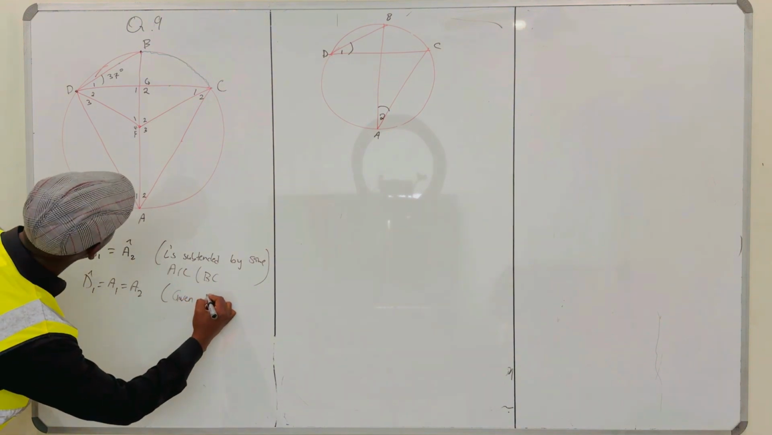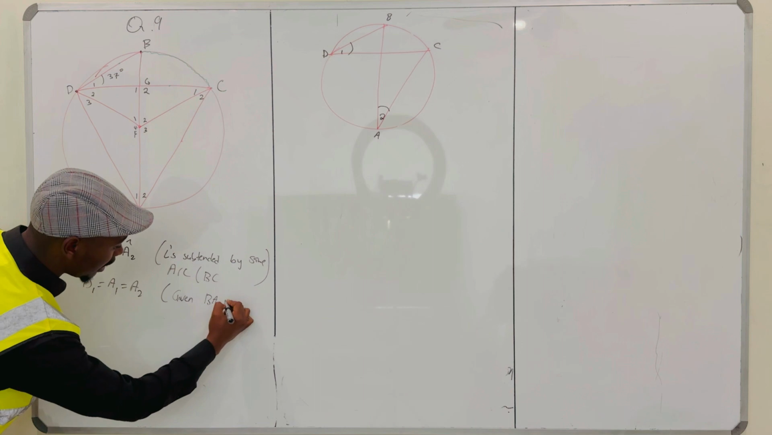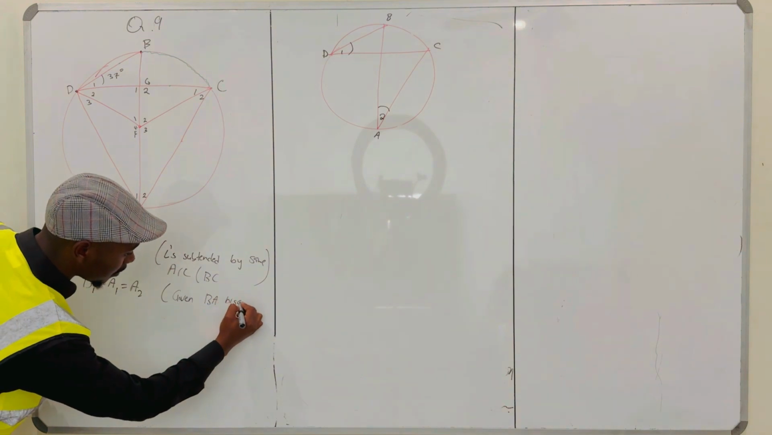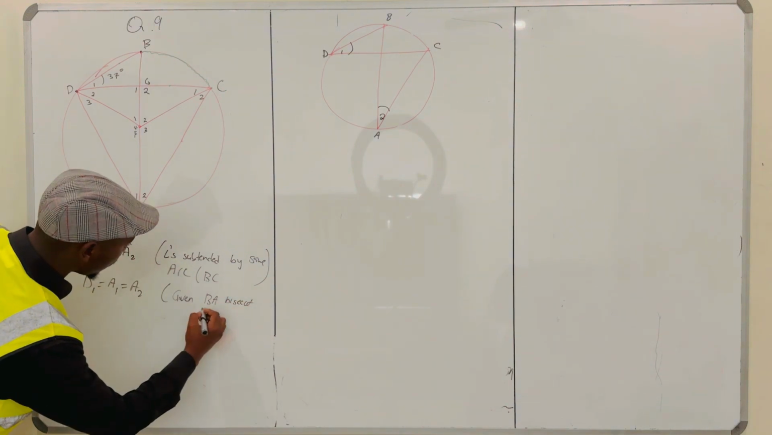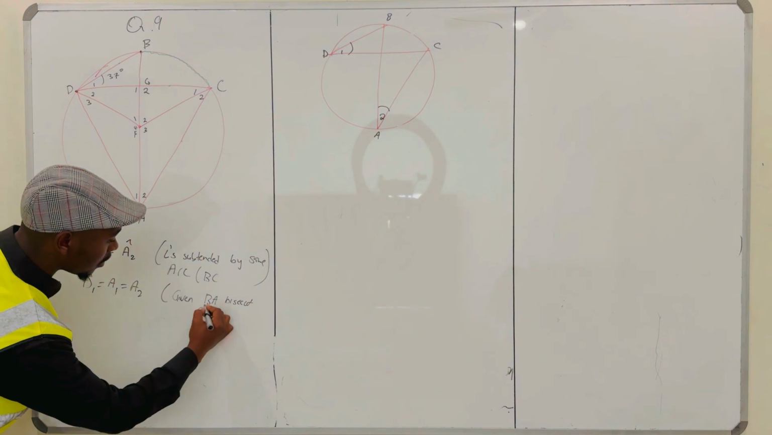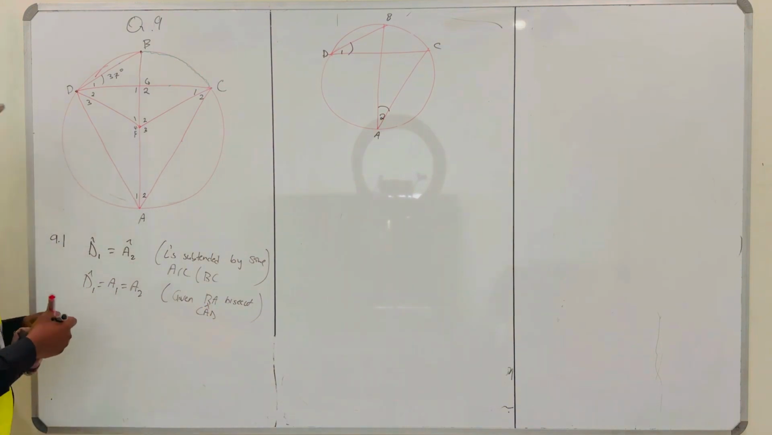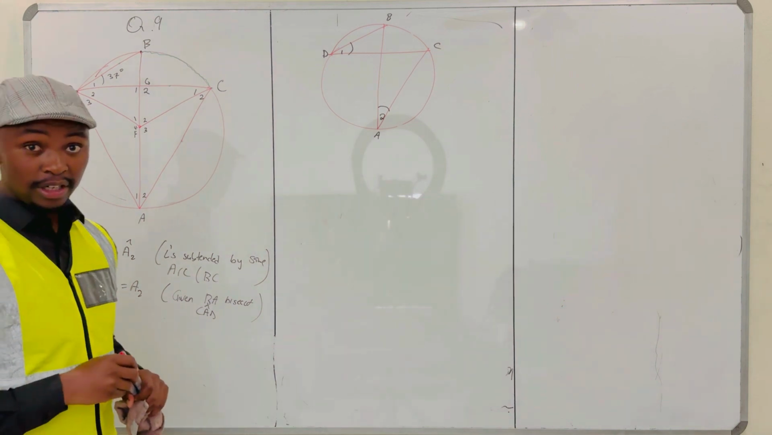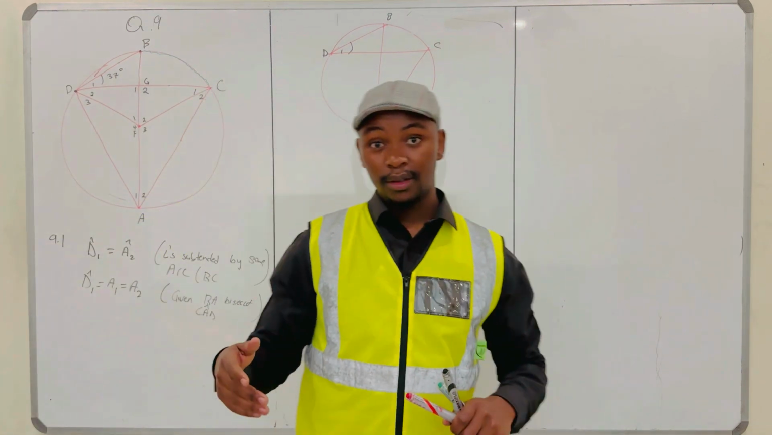that line BA bisects angle CAD. So when it bisects it, it cuts it into equal halves. So we found 2 now. Now we're left with one more.